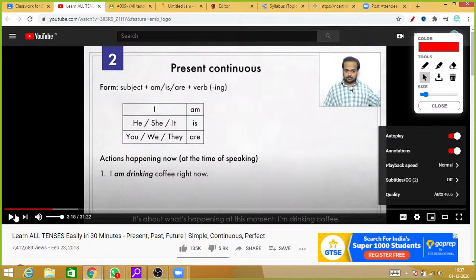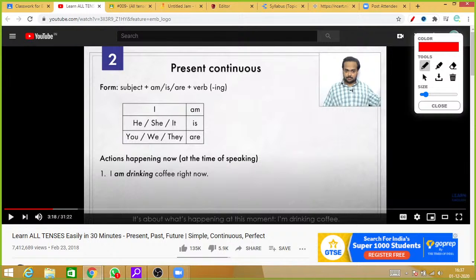So I'm drinking coffee right now. So what happened? With I, you always use am. With he, she, it, you always use is. With you, we, they, we always use are. So now, drinking. The same sentence, if you want to make for he or she, make it. Who will make it? Like I said, I am drinking coffee. So which is the verb which tells us whether it is the continuous present tense? Drink.